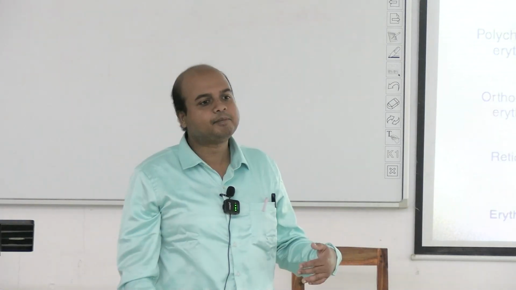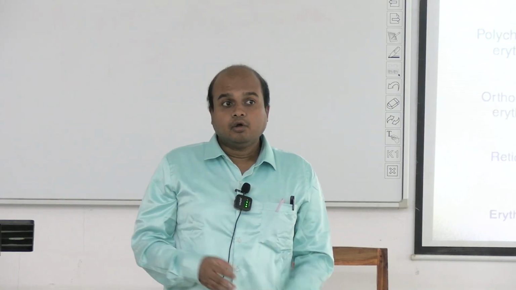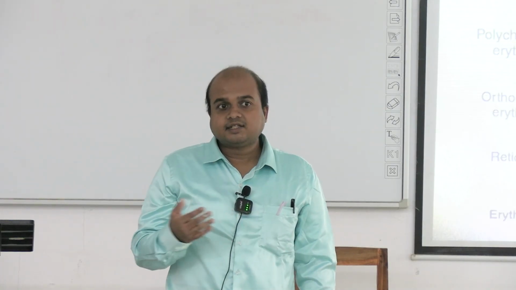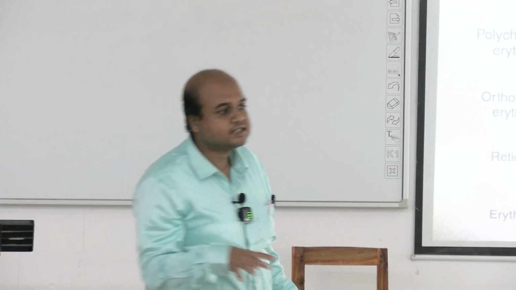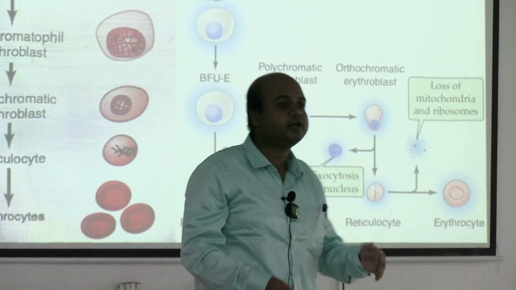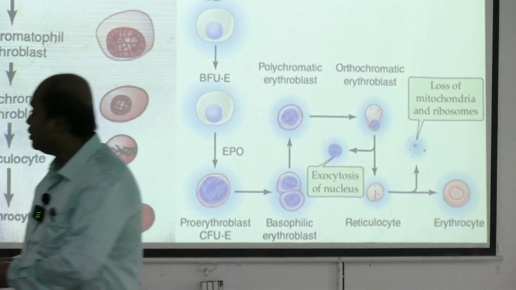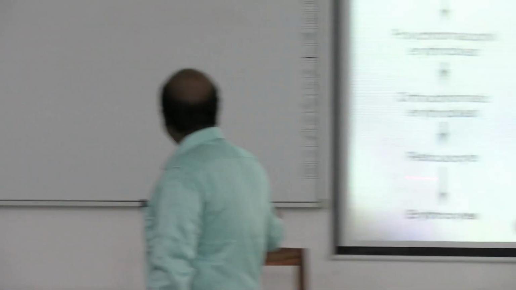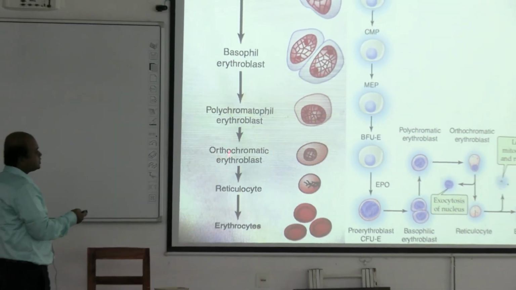From there the immediate precursor is the reticulocyte. In all the earlier stages the cells are nucleated. These blast cells, the precursor cells, are nucleated. Just before the formation of the reticulocyte, the nucleus is extruded and there is no more nucleus. Okay, this reticulocyte stage is the anucleated stage. So these are the nucleated stages of the formation of the erythroblast.